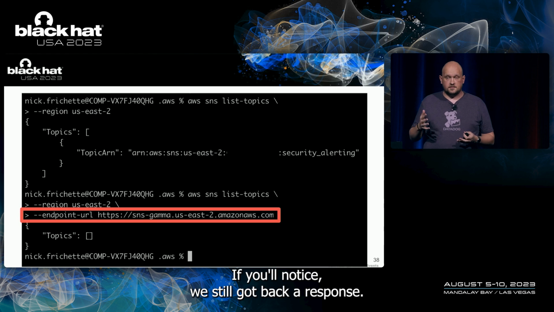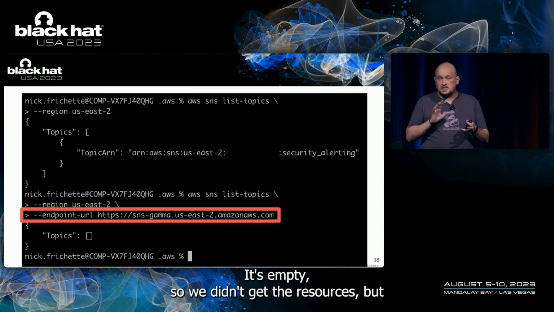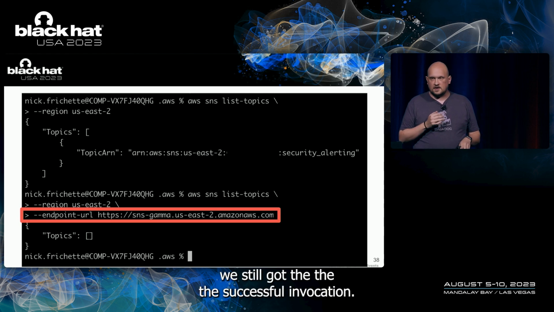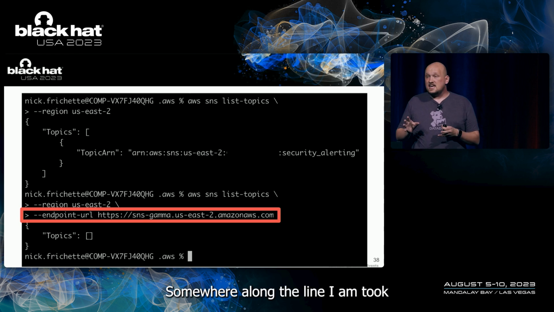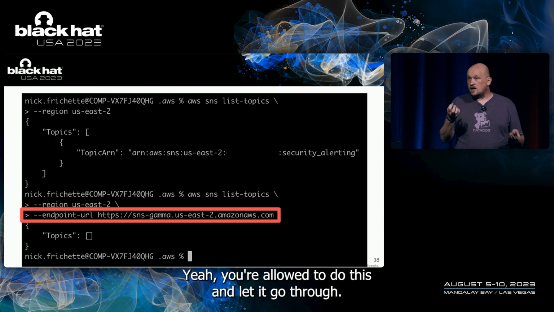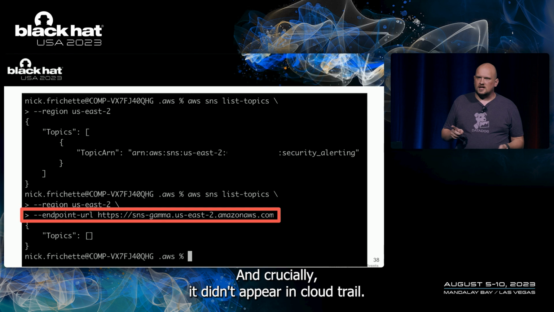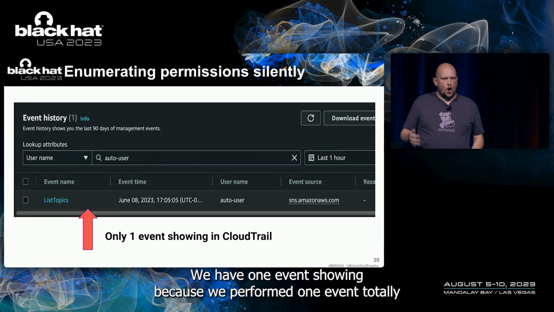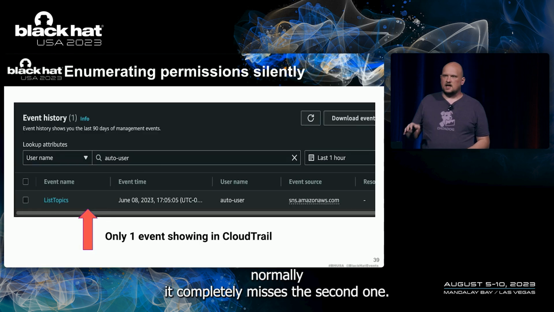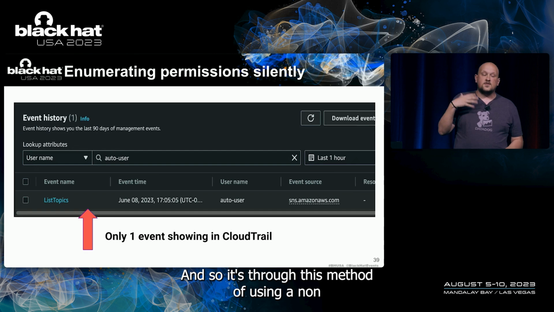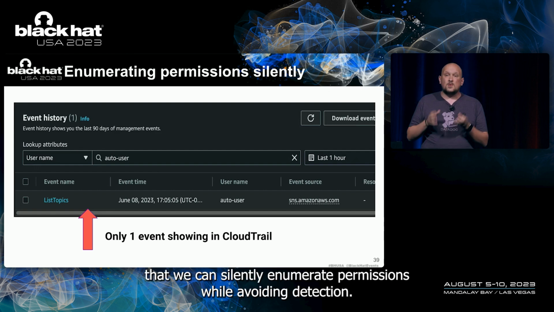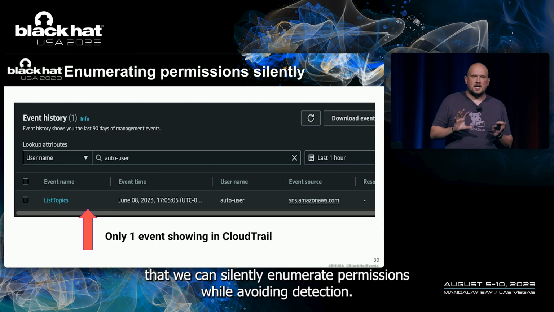If you'll notice, we still got back a response. It's empty, so we didn't get the resources, but we still got the successful invocation. Somewhere along the line, IAM took a look at the permissions of the identity performing this operation and said, yeah, you're allowed to do this, and let it go through. And crucially, it didn't appear in CloudTrail. We have one event showing because we performed one event totally normally. It completely misses the second one. And so it's through this method of using a non-production endpoint, very similar to what I described with protocol mutation, that we can silently enumerate permissions while avoiding detection.